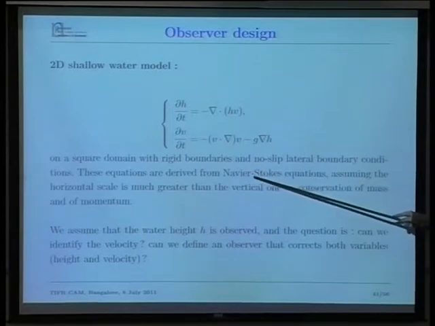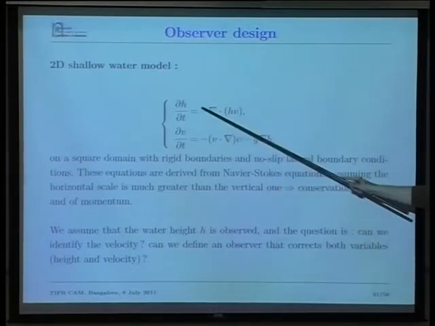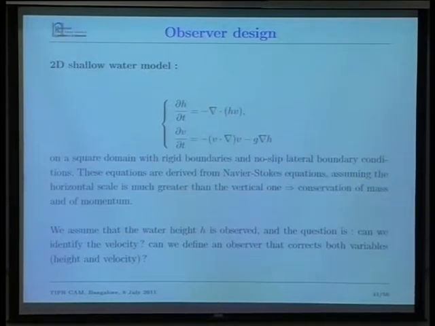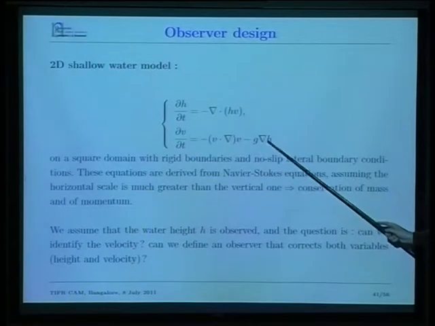So these are very simple equations. They are derived from the Navier-Stokes equations, in which you remove the vertical part. You assume that the vertical scale is very small, so you keep only the horizontal scale. And at the end, you keep only the conservation of mass and momentum. So for instance, the height of the water is simply transported by the velocity. And the velocity is transported, and it depends on the pressure gradient. If you have a variation of the height, then it will increase or decrease the velocity.